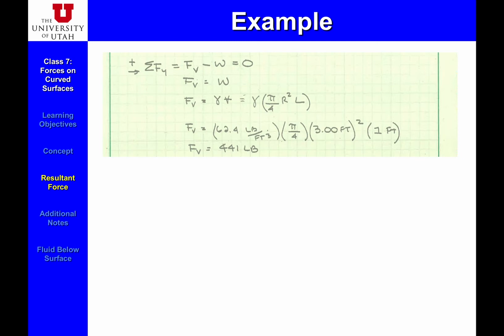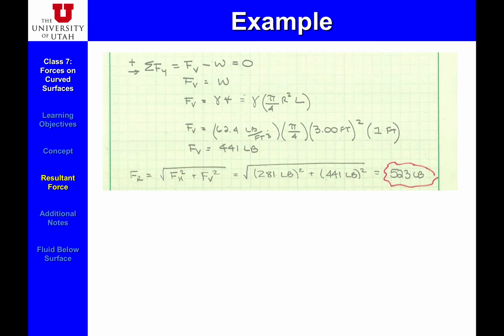And we end up with a vertical force of 441 pounds. Now the next thing we need to do is to square each of those, the vertical and the horizontal forces, add them together, and then take the square root of those. That's exactly what we do here to end up with a resultant force of 523 pounds.